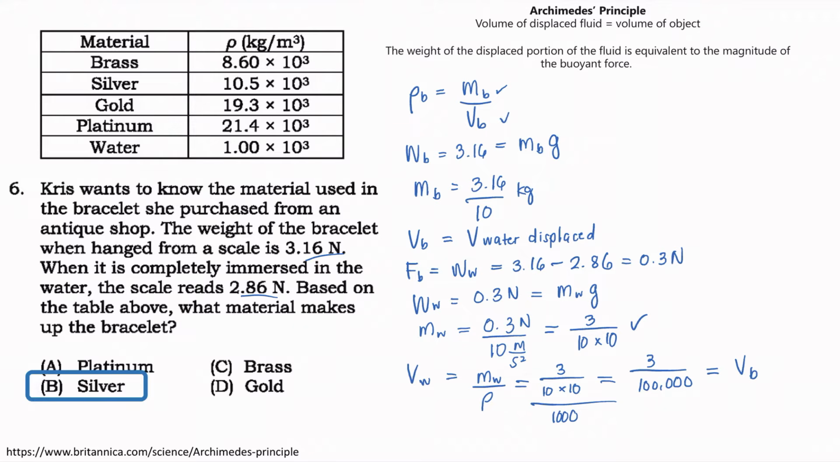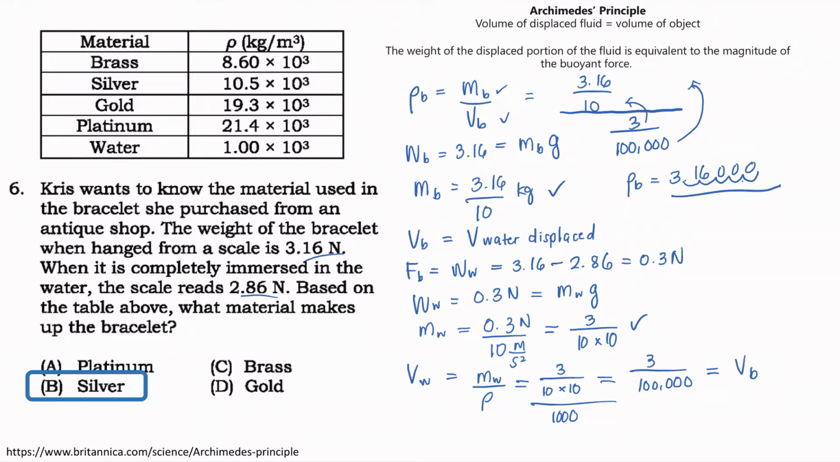Babalik tayo dito sa formula na to. So, pwede naman natin makuha yung density ng material, which is equal to mass of the bracelet, 3.16 over 10 all over 3 over 100,000. So, density ng bracelet is equal to, ito ilagay natin sa taas, and then ito ilagay natin sa denominator. So, magiging 3.16, 1, 2, 3, 4, 5. So, 0, 0, 0 all over 3 times 10 is equal to 30.